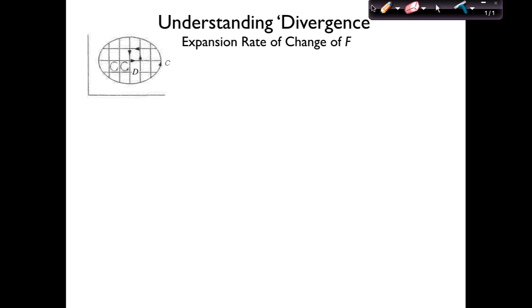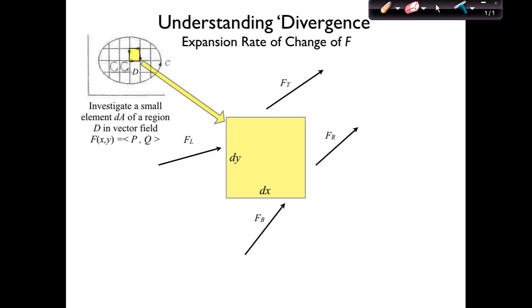It's called divergence. Divergence is the tendency, or the strength, of expansion or contraction. Same thing, I'm going to investigate my little element, and I've got my P and Q components. So above and below, which components will contribute to expansion or contraction?